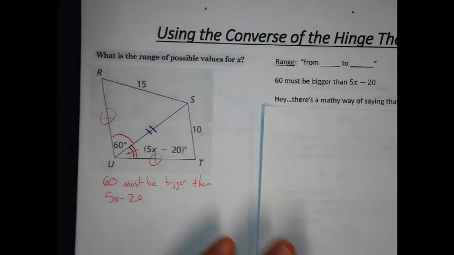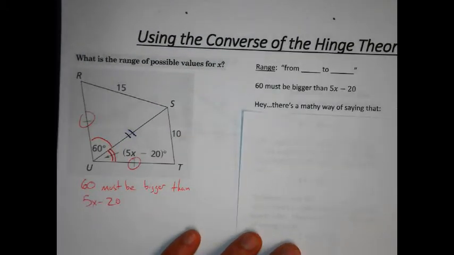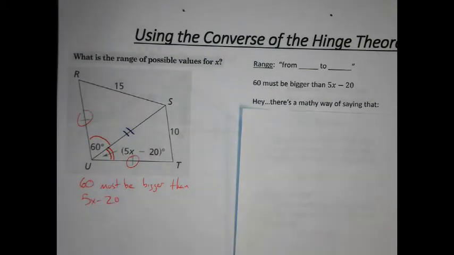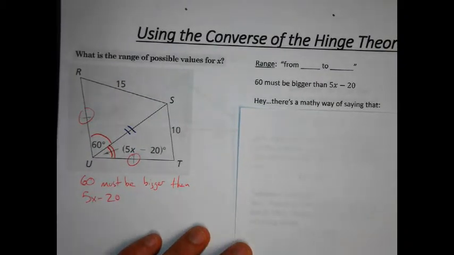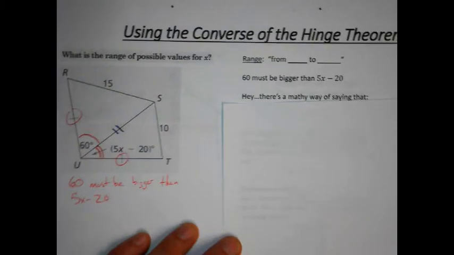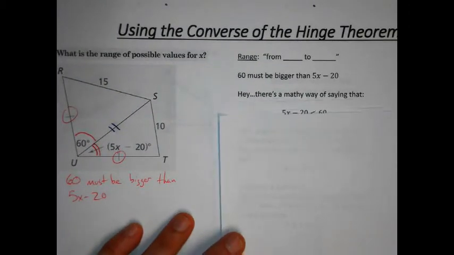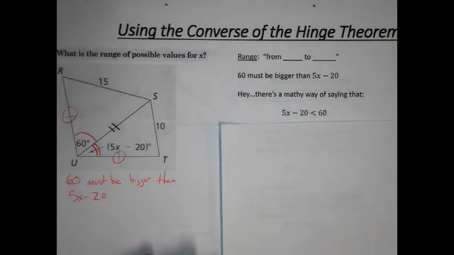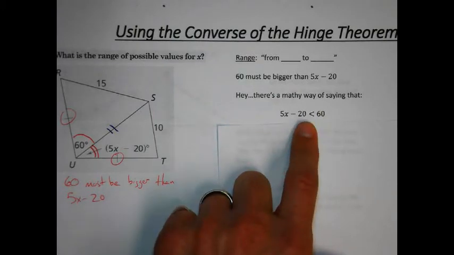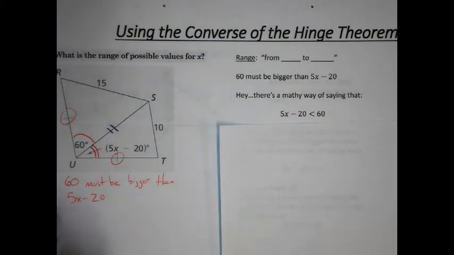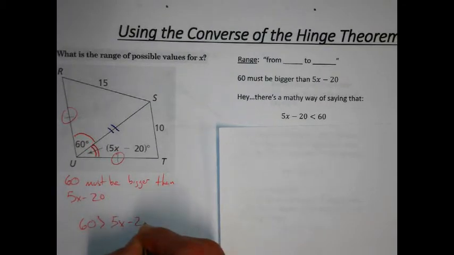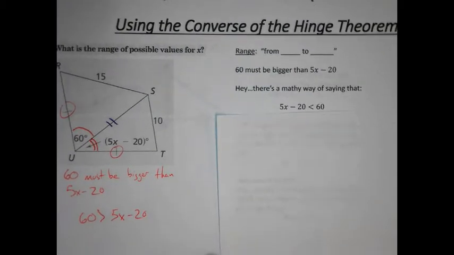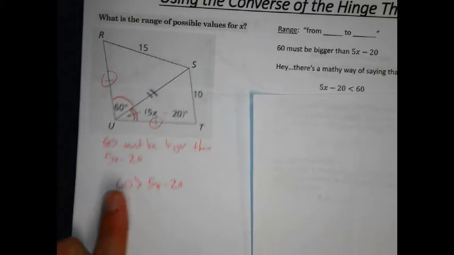But there's a mathy way of saying that. We need to know that there's a mathy way of saying that 60 must be bigger than 5x minus 20. Do you know what that mathy way of saying it is? With an inequality. That means 60 is bigger than 5x minus 20, or if we're looking at it this way, we'd have to look at it this way too. So 60 is bigger than 5x minus 20, but that's the same thing as this. It's still the same thing.